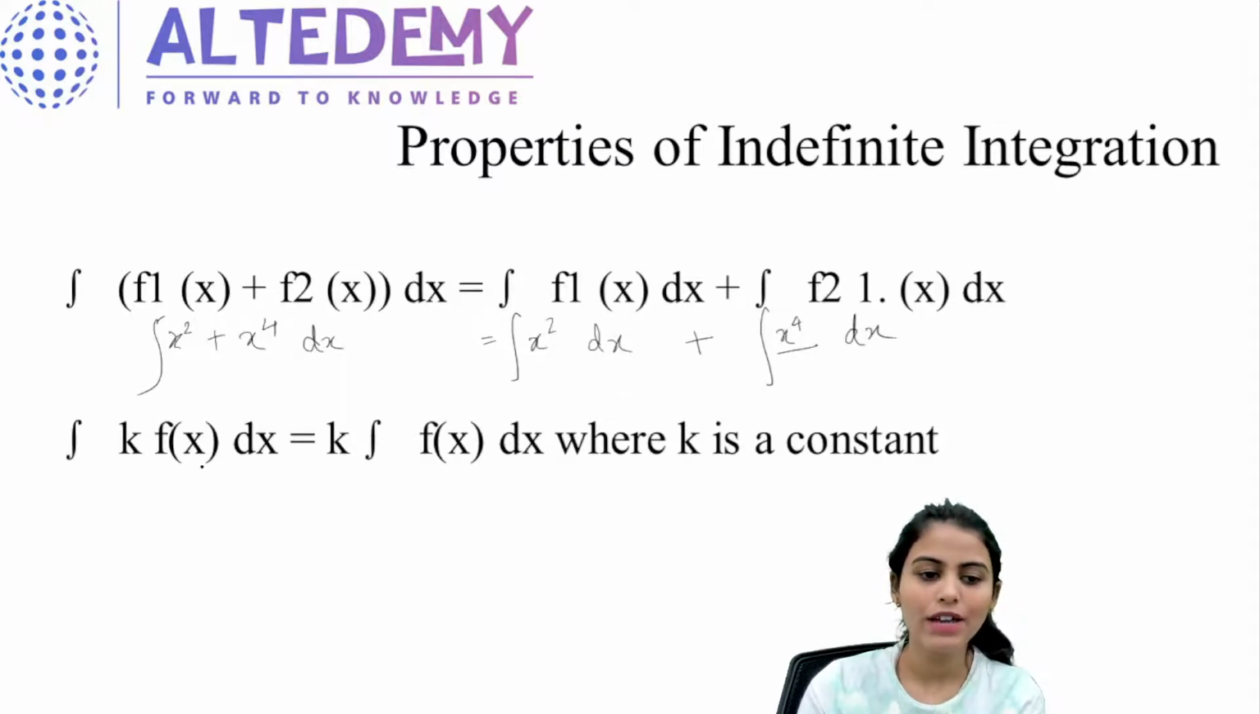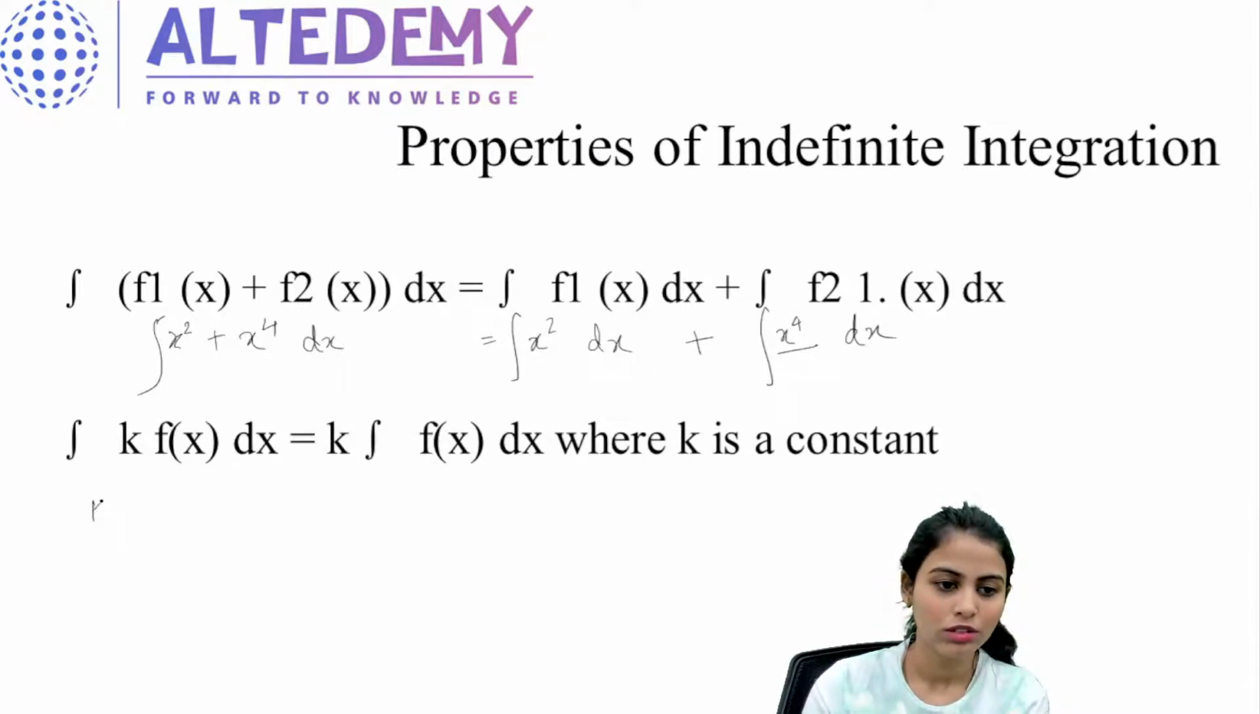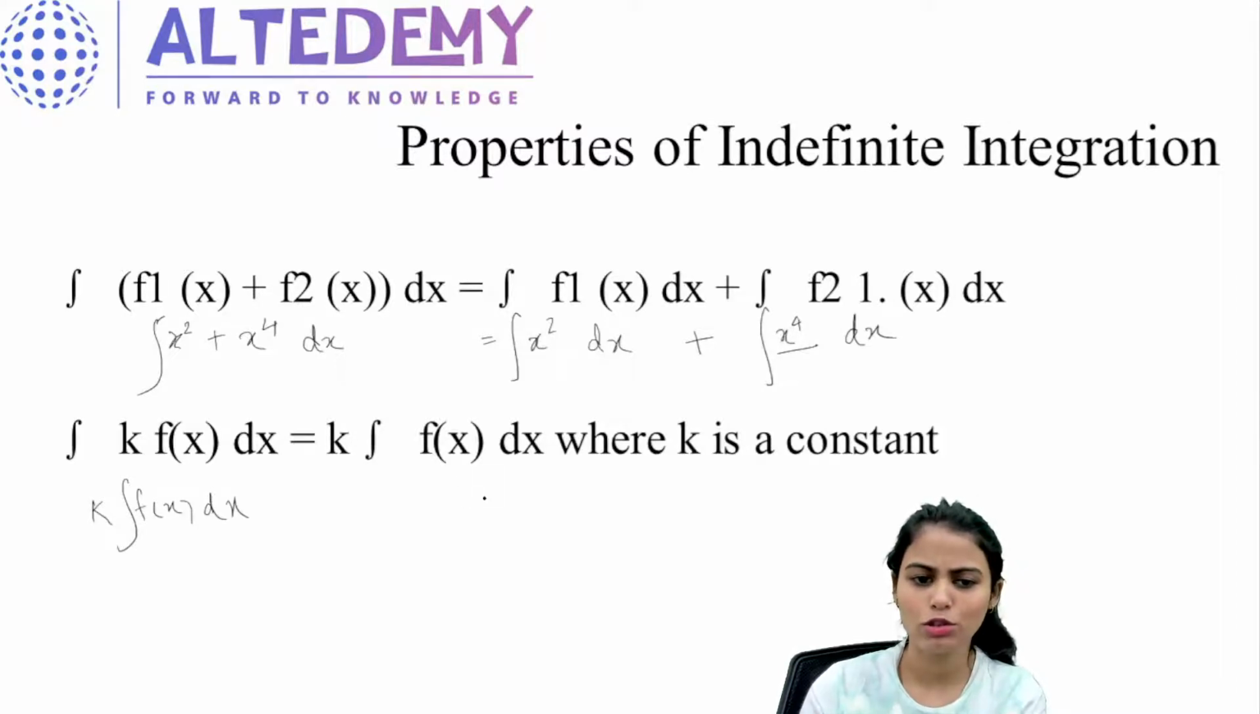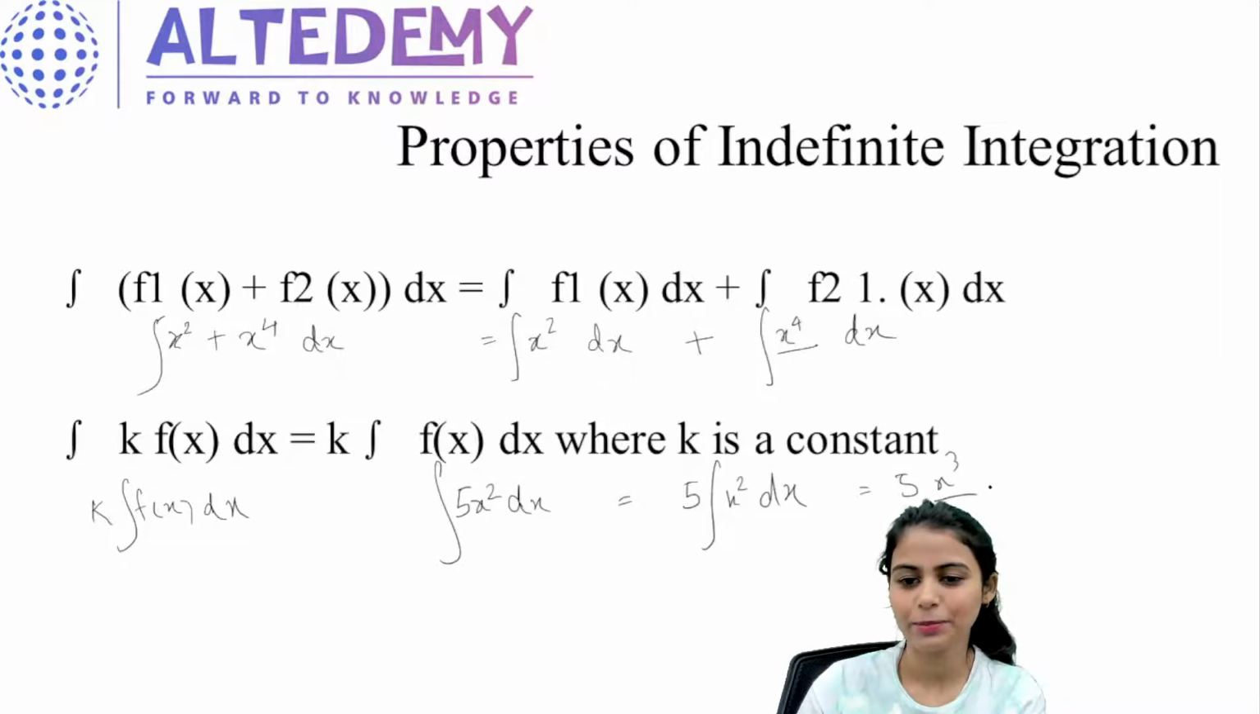Now we have the integration of k f(x) dx is equal to k times the integration of f(x) dx, where k is a constant. So we put this k outside and integrate f(x) dx. The first time I solved integration, I told you the same thing. We have the integration of 5x squared. Then how do we do it? 5 x squared dx, putting the k outside, right? 5 x cubed by 3 plus c. Is it visible?